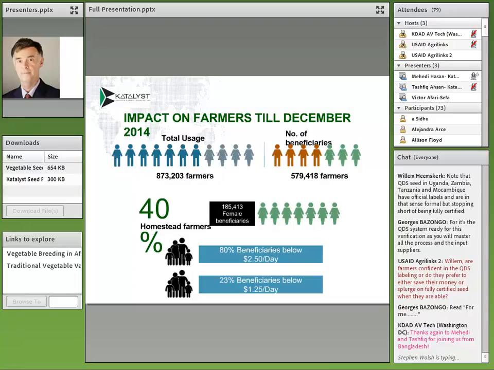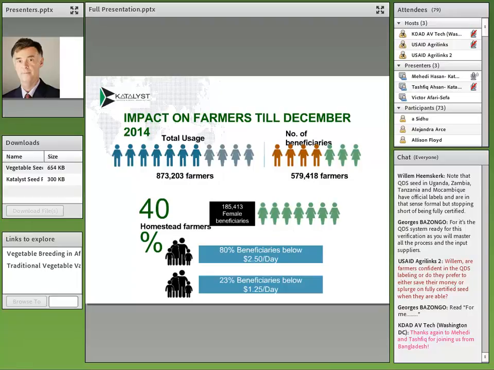An average beneficiary used the seed on 0.03 to 0.05 acres of land, and around 80% of the beneficiaries lived below the $2.5 a day poverty line. At least 90% of the beneficiaries also used the produce grown from mini packets to feed their families. 40% of farmers used the mini packets in home gardens, and there were over 100,000 female beneficiaries.